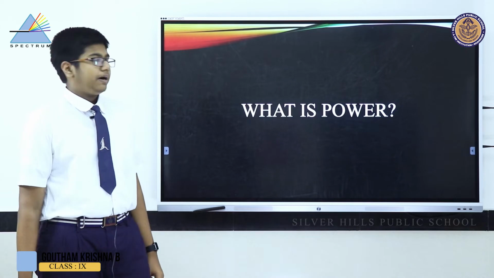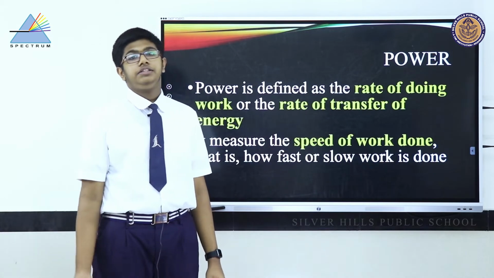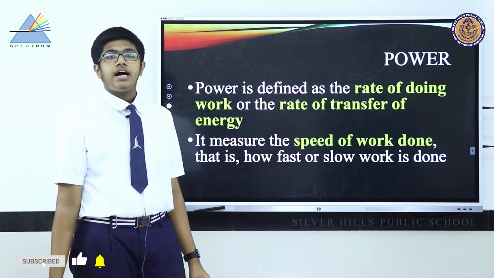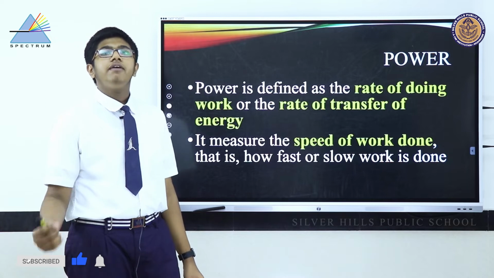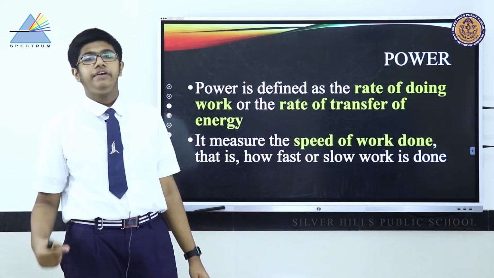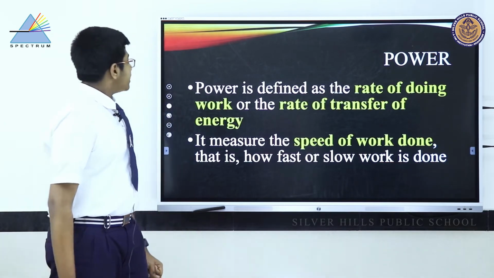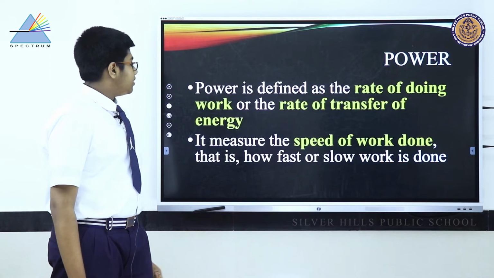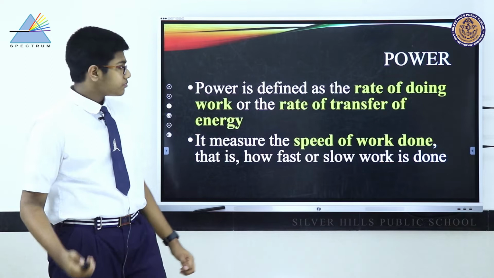So what is power? Power is defined as the rate of doing work or the rate of transfer of energy. So if a question is asked, define power, the answer that you will be giving is: power is defined as the rate of doing work or the rate of transfer of energy. So what does this power do? Power actually measures the speed of the work done, that is, how fast or how slow work is actually done.